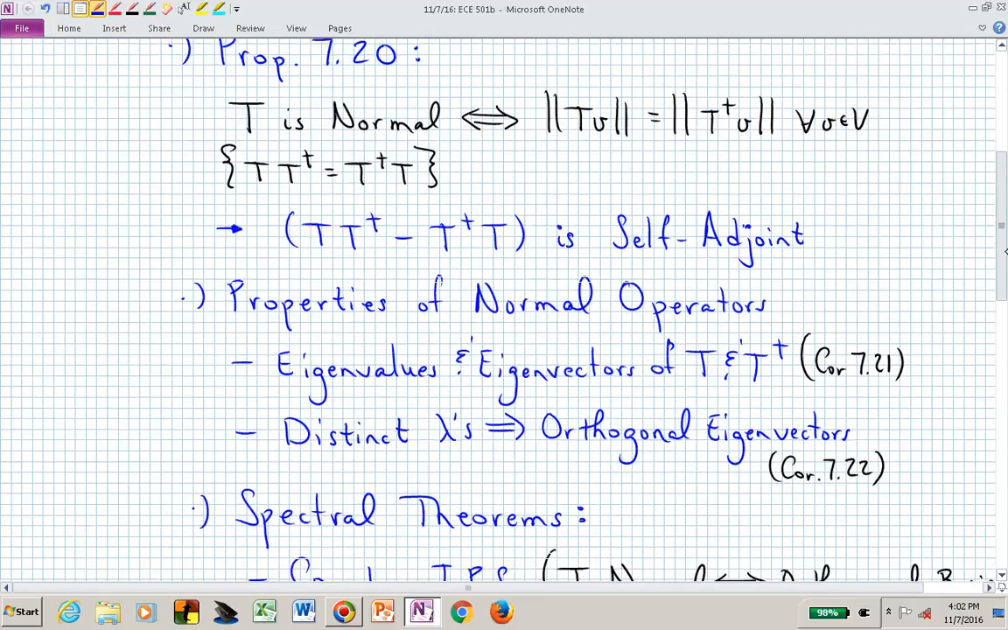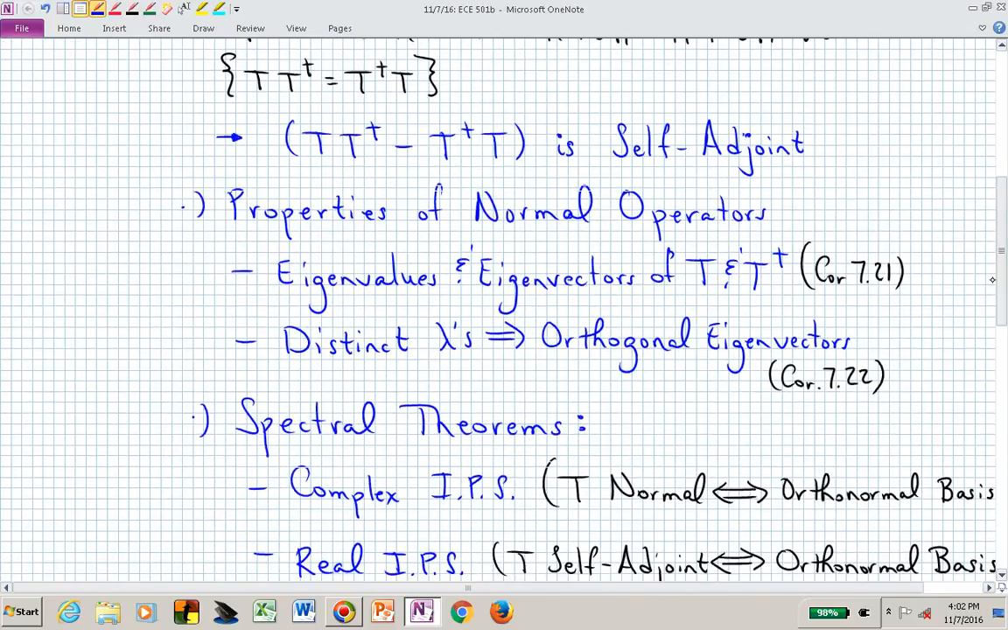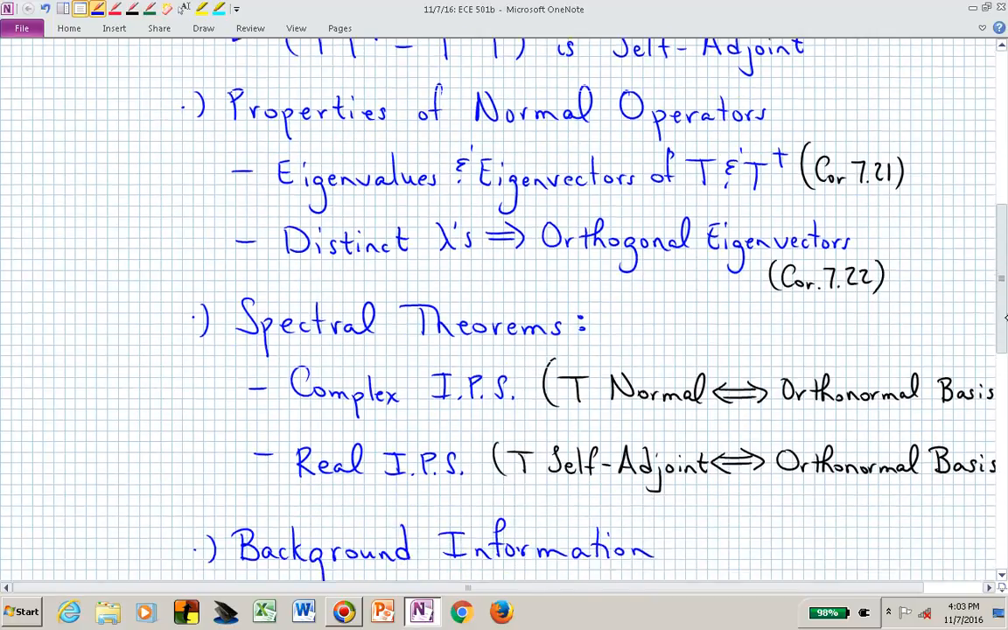And then we'll look at some properties of normal operators, and in particular corollaries 21 and 22, which talk about how the eigenvalues and eigenvectors of the operator T and its adjoint are related, and also that distinct eigenvalues, when we have a normal operator, actually yield orthogonal eigenvectors. And maybe that sounds somewhat like one of your problems on exam number 2, maybe not.